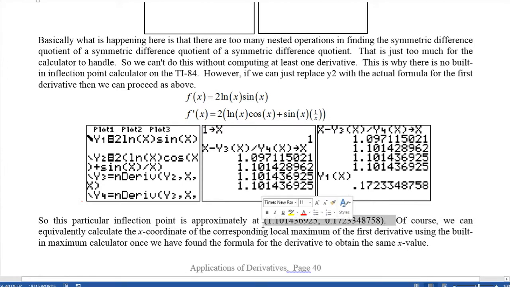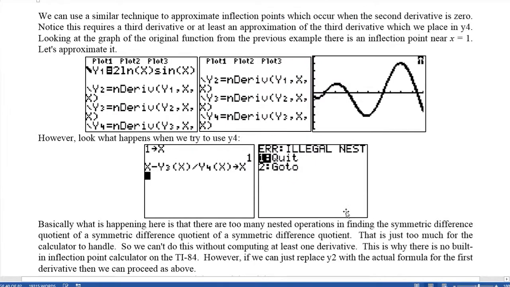And by the way, notice that there is not a built-in inflection point calculator, so you'll need to do something like this. Of course, another way to do it would be, remember that an inflection point occurs on the original function when the derivative is at a maximum or minimum. So we could actually compute the formula for the derivative, like we did here, and then graph it, and then do a calc maximum or calc minimum as appropriate on that graph, and that will be what we need.